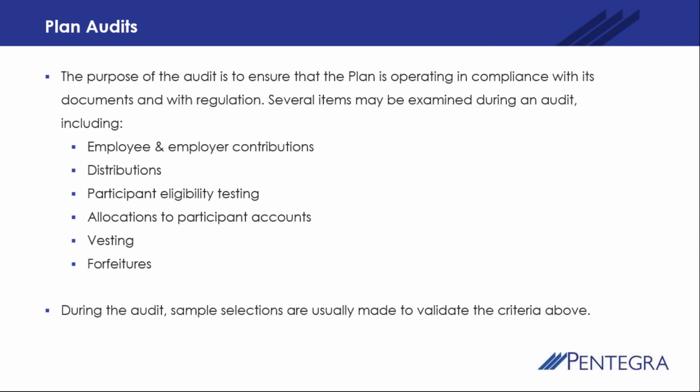So for clients who ask, or sometimes I just proactively share this with audit clients just to put their mind at ease and help them prep, I typically tell them that certain items might be examined, and I give the examples here: employee and employer contributions, distributions, participant eligibility testing, allocations to participant accounts, vesting, and forfeiture allocation. We're happy to walk clients through any of these topics. These are all relatively easy things to make sure are up to date. Just make sure that the payrolls are remitted on time, things of that nature.